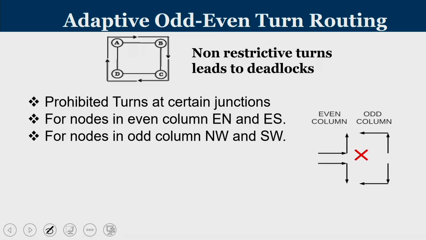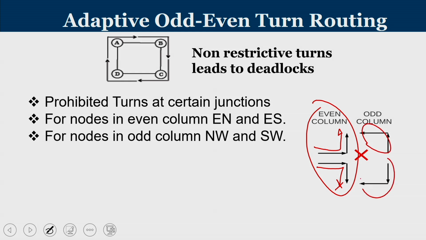In even columns, east north and east south are prohibited. This is called east north: traveling in east and moving to north, traveling in east and moving to south are prohibited. When it comes to odd columns, northwest and southwest are prohibited. So if you do this, then also we can break the deadlock.